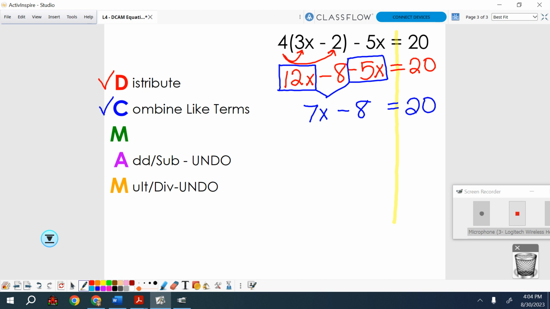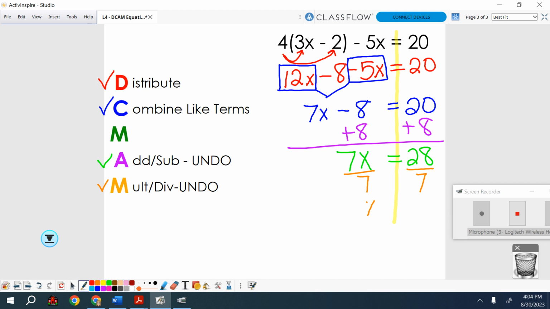We're not going to worry about that first M. We're ready to undo any addition or subtraction, so I see a minus 8. To undo that, I'm going to add 8 on both sides. That's going to leave me with 7x equals 28. And the last step that I have here, I've undone my addition and subtraction. I have to undo any multiplication or division. So I see this is 7 times x, so the opposite of multiplying is dividing. Divide both sides by 7. And I get x equals 4.